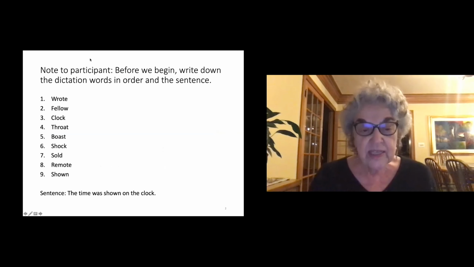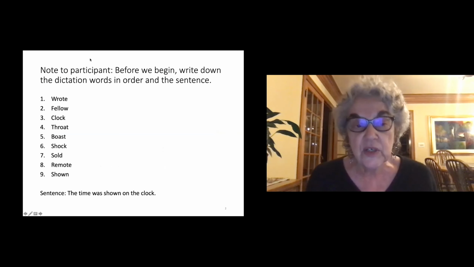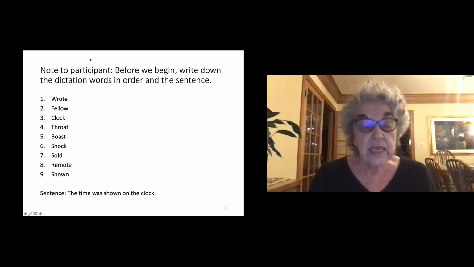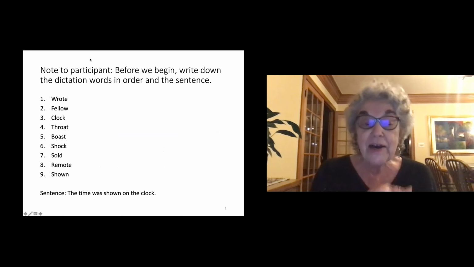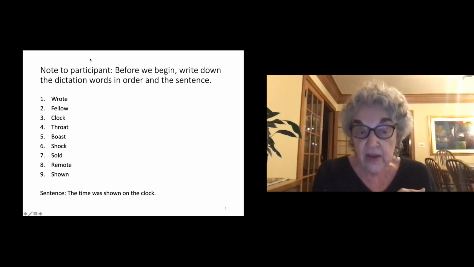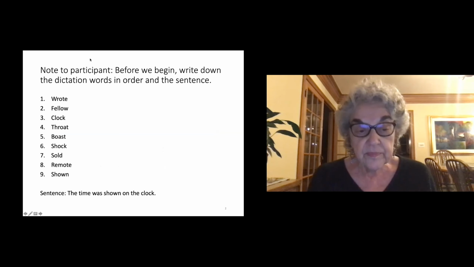Would you just write these words down before we get started? Because in teaching spelling, the students should not see the words, but you need the words for your lesson. Also write that sentence down on your paper.